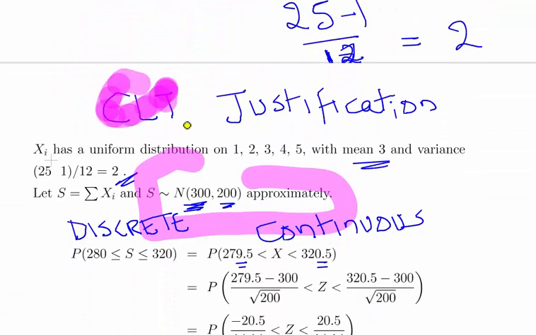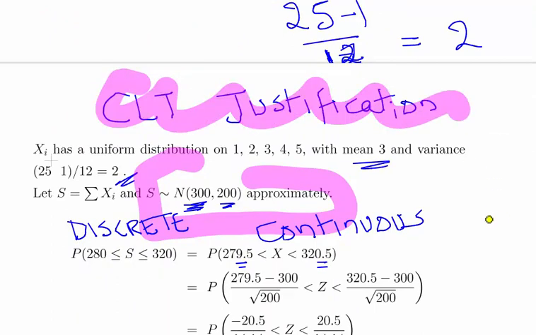Also, don't forget the CLT bit. I skipped over it a bit, but that doesn't mean you should. Two or three lines at least should be written. Okay, let's leave it there.